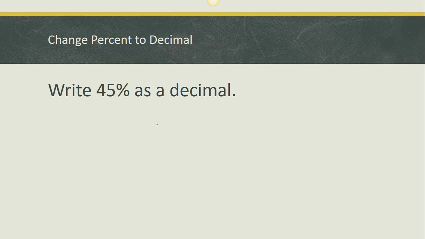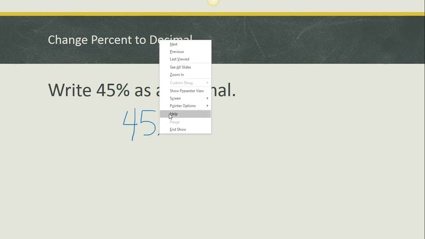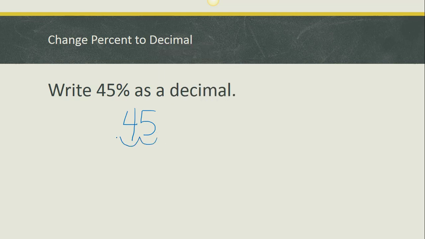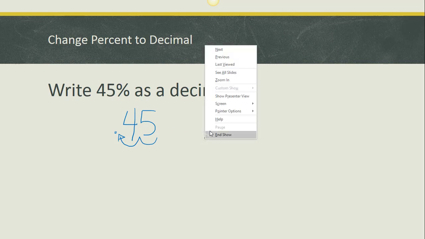Okay, the next part we kind of already talked about a little bit, but we're writing a percent as a decimal. So when we have a percent, we write down where the decimal would be in that number. If it doesn't have a decimal, you write it at the end. And then you move it over 2 spaces to the left. And therefore, our percent, 45%, is 0.45 as a decimal.